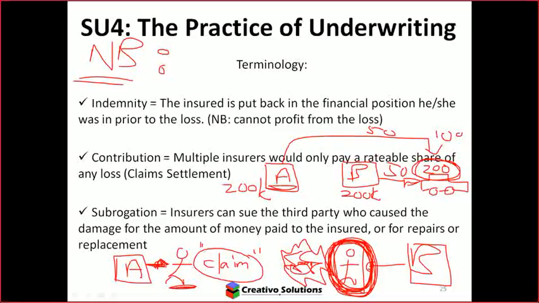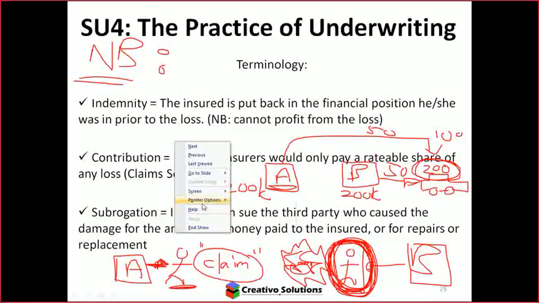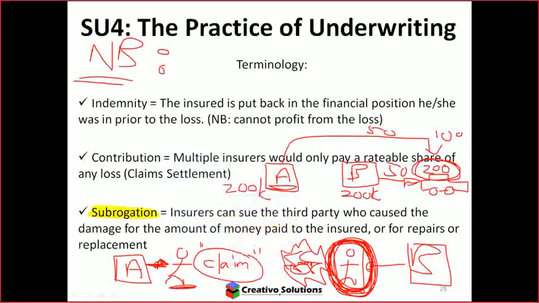Because remember, you have insurance with your provider, which is A. If you are in a car accident, but someone else caused the accident, you still claim from your insurer, your company. But this is where subrogation comes in. Now, what does the insurer do? The insurer goes to B and claims from that party because they caused the accident. That's what subrogation is. Subrogation is when you allow your insurer to act on your behalf, to do all the claiming from that guilty party. Does that make sense?